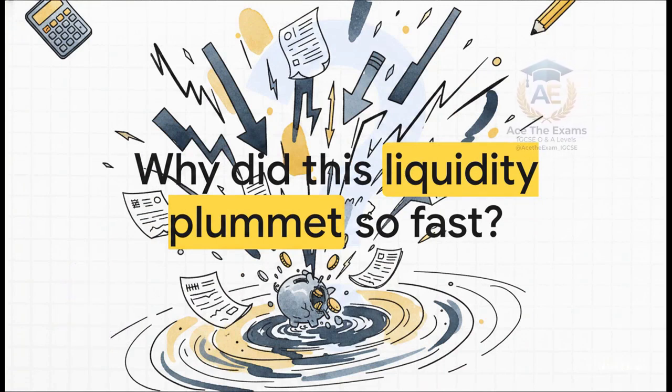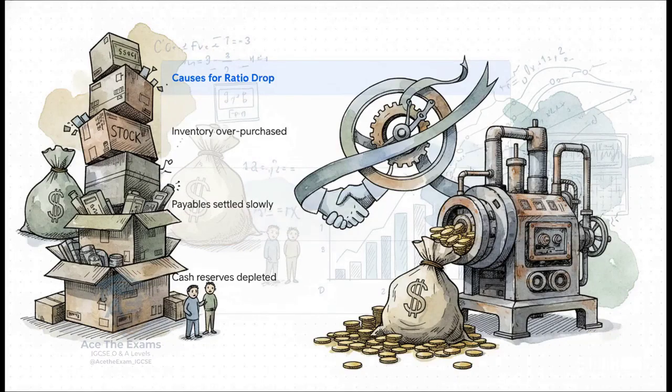Doing the math gets you the initial marks, sure. But an A-star student looks at that drop and asks, wait, what does this actually mean for the business in the real world? Why did their liquidity just fall off a cliff? This is where you have to dig into the high-level causes behind the numbers. Maybe they massively overpurchased inventory, tying up all their actual cash in stuff sitting in a warehouse. Or maybe trade payables are being paid way too slowly, which is completely wrecking their supplier relationships. Or, and this happens a lot, maybe their cash reserves were just wiped out by a massive capital expenditure, like buying a huge new piece of machinery. This is the exact analytical mindset you need to bring to the table.